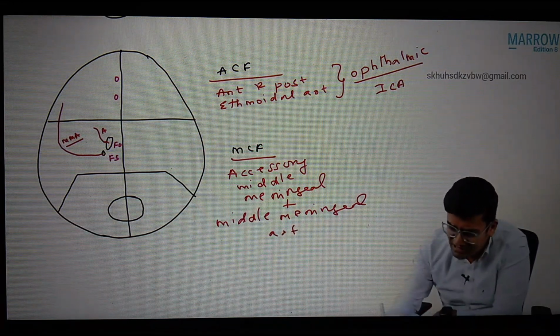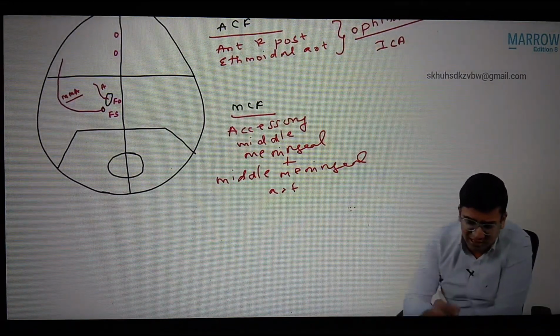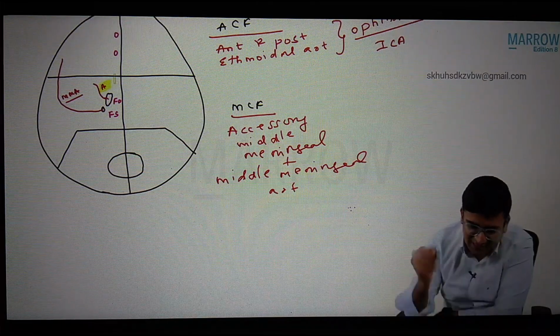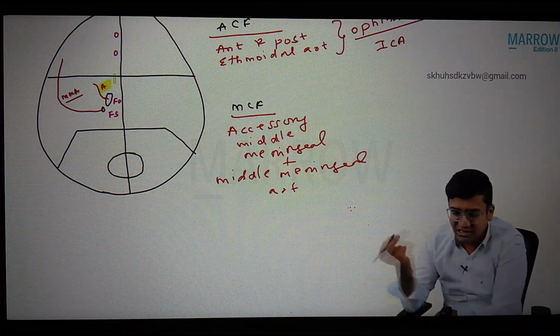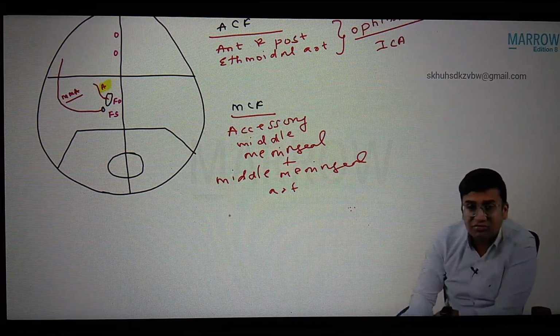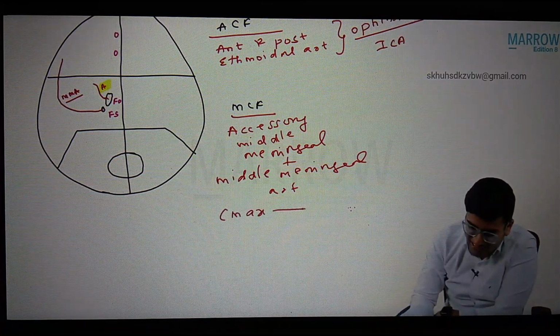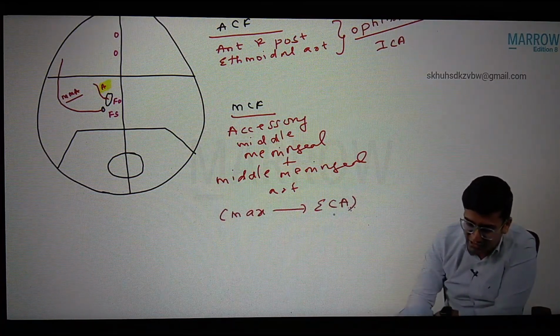Now the accessory middle meningeal artery passes through the foramen ovale. I am writing it as A, that is the accessory middle meningeal artery, and MMA means middle meningeal artery. So the accessory middle meningeal artery and the middle meningeal artery are branches of the maxillary artery. Now the maxillary artery is a branch of the external carotid artery.